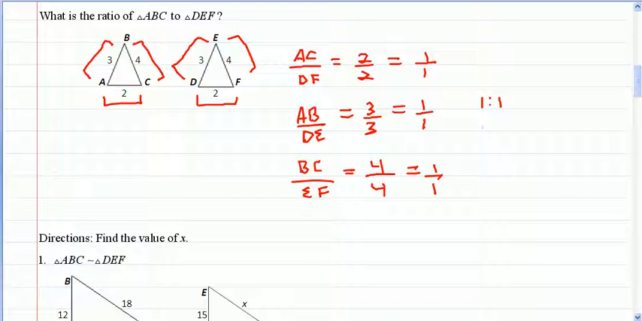So when the ratio is 1 to 1, not only are the figures similar, but they're also congruent. And congruent just means that all the sides and all of the angles are the same.